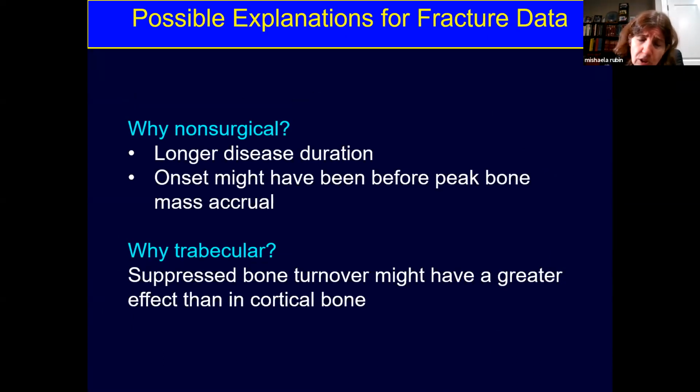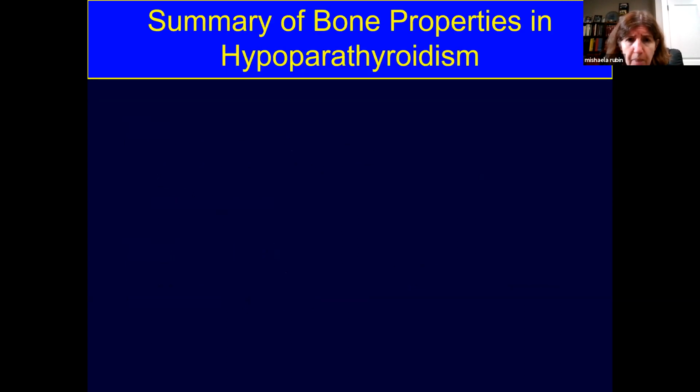Again, why might non-surgical patients perhaps be more vulnerable? Not only because there's been a longer disease duration, but maybe these patients developed the disease before they were going through their peak bone mass accrual, which is in childhood and adolescence when people are building up the stores of bone that are going to last them for the rest of their life. Why maybe is the trabecular bone more affected? That's a type of bone that's more active and usually has more bone turnover. So maybe if bone turnover is being suppressed, the trabecular bone is being more harmed than the cortical bone, which doesn't normally have as much bone turnover to begin with. These are just speculative ideas.